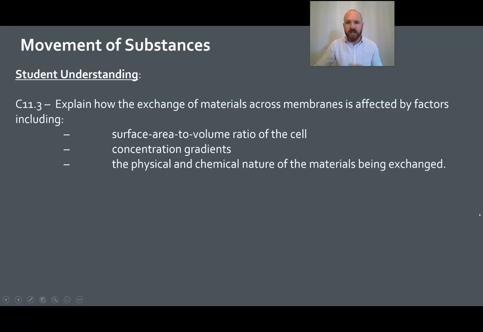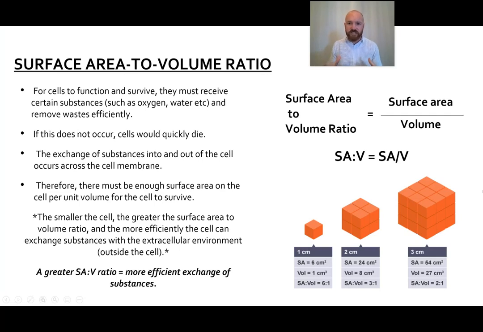Here are your student understandings from the subject outline. Again, it's about the exchange of materials across membranes and the factors that are affecting it, in this case, the surface area to volume ratio. This is a summary page. Now, I've forgotten to put that pencil here, but make sure you take a note on this page.